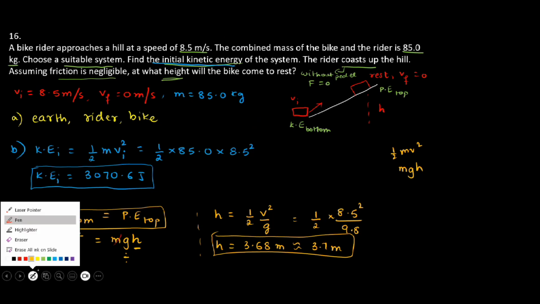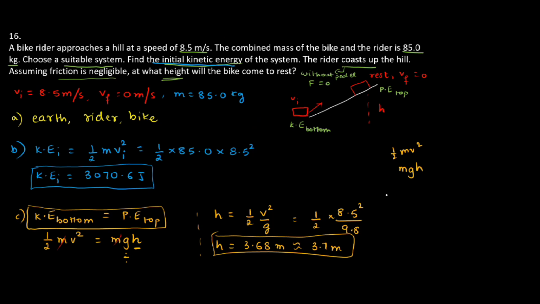To make it easier for you, one simplified rule for calculating velocities in such cases is v equals square root 2gh, and height is half v square over g. So anytime you have a problem like this, if you can remember these two expressions, it will be easier for you to find either the height at which the object is raised to or its speed at the bottom.